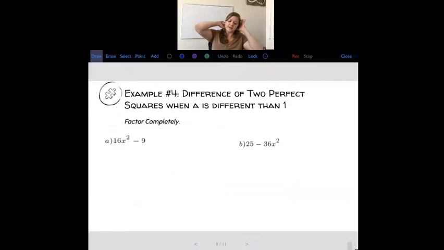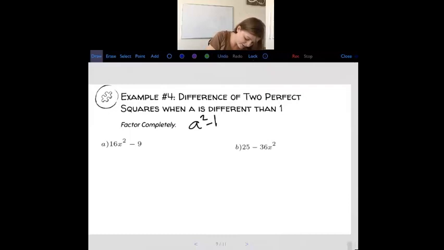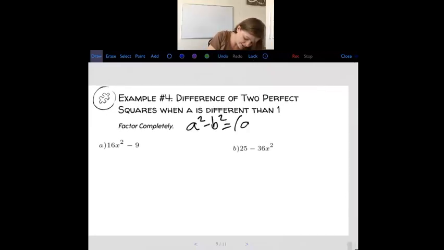Factoring difference of two perfect squares when a is different than 1. So remember, we talked about two perfect squares, the special factorization a squared minus b squared factors into a minus b, a plus b.